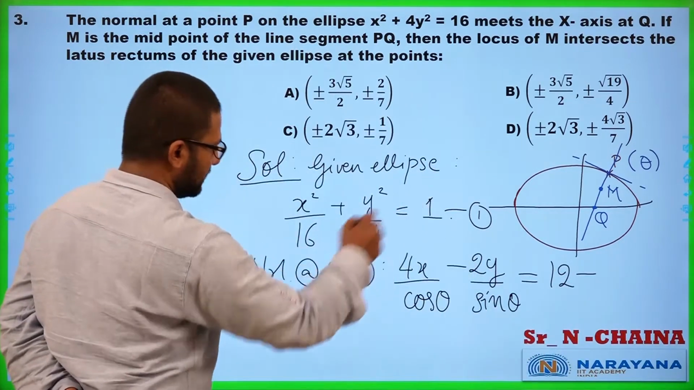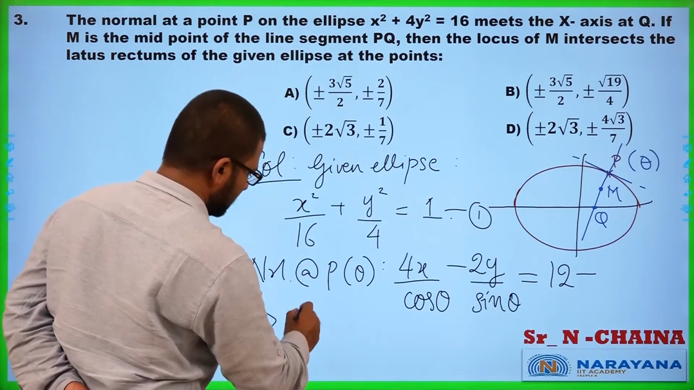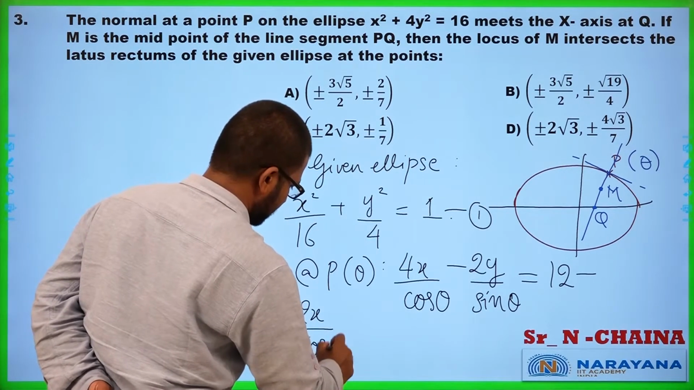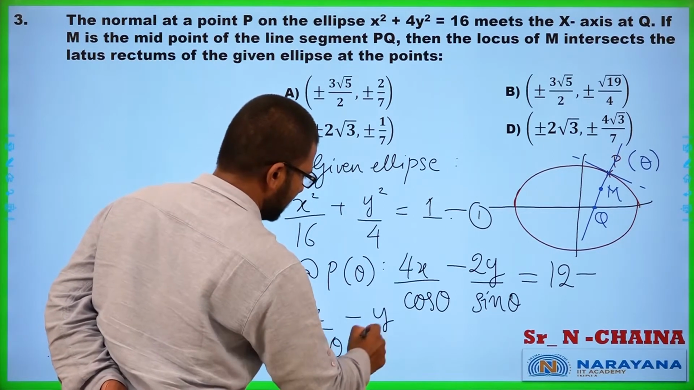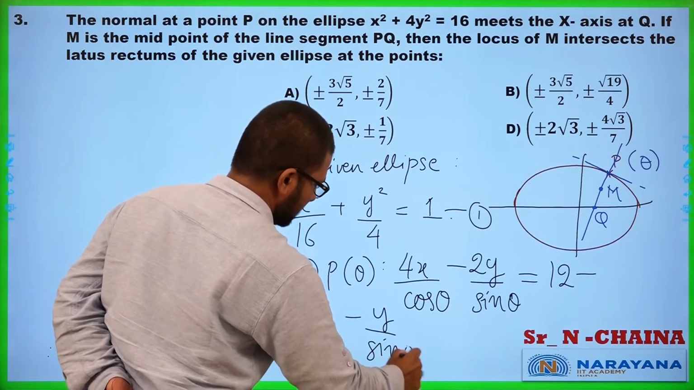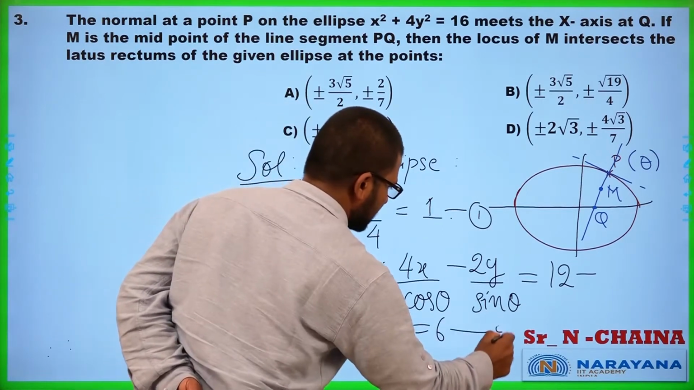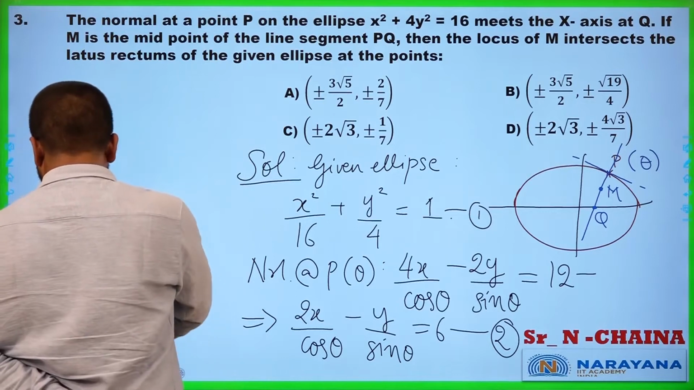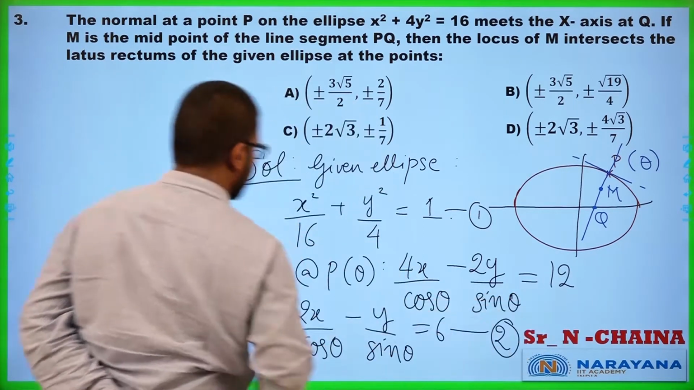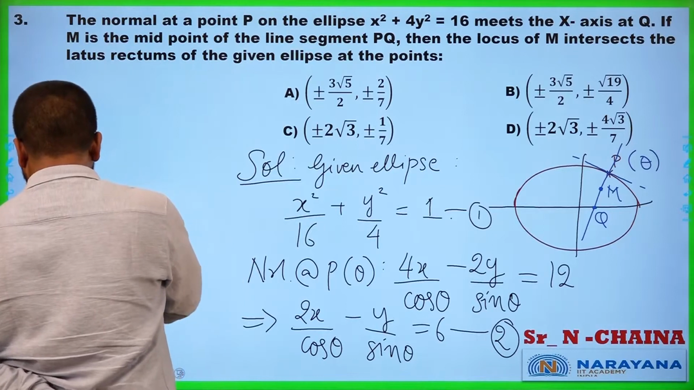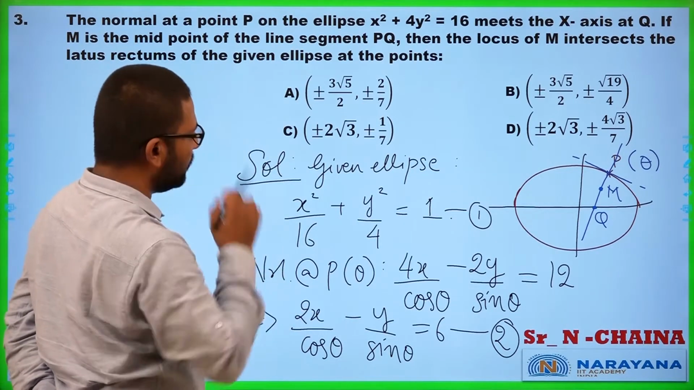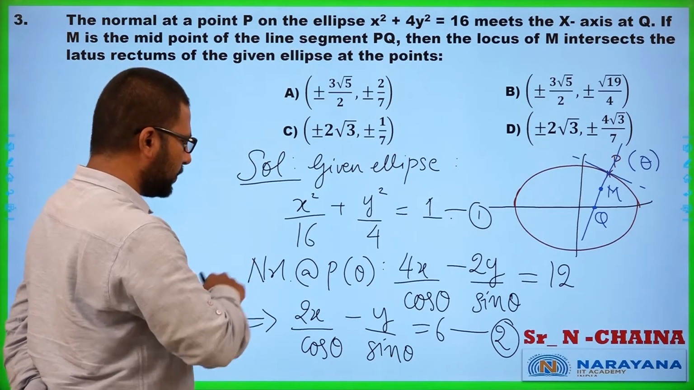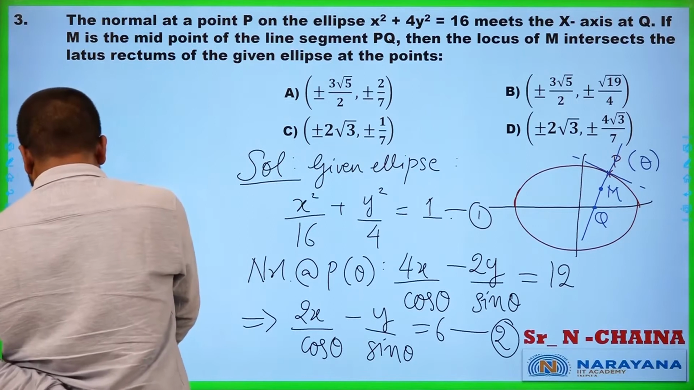Correct? Let us simplify that. Remove 2. So we have 2x by cos theta minus y by sin theta equal to 6. Let us call that equation 2. Alright? Okay. So now that is the equation of the normal. Now we need to find where it cuts the x-axis. So we need to find coordinates of Q. Alright? 2x by cos theta minus y by sin theta equal to 6.